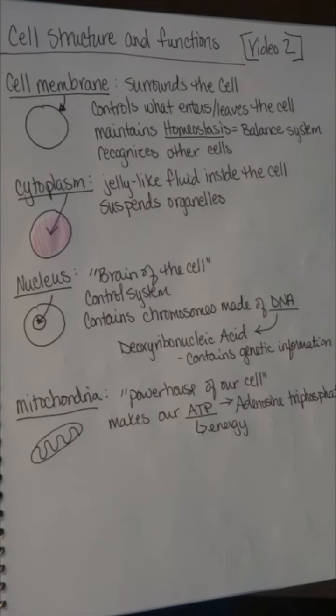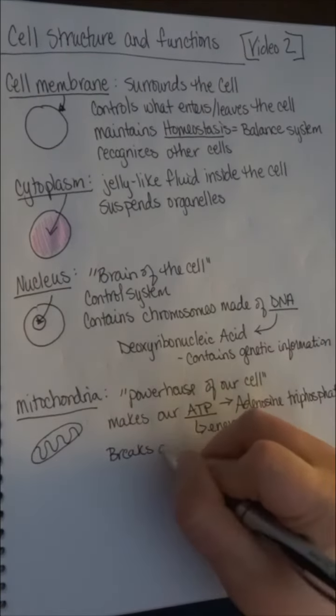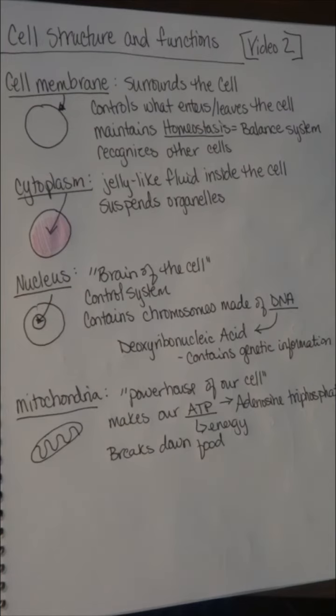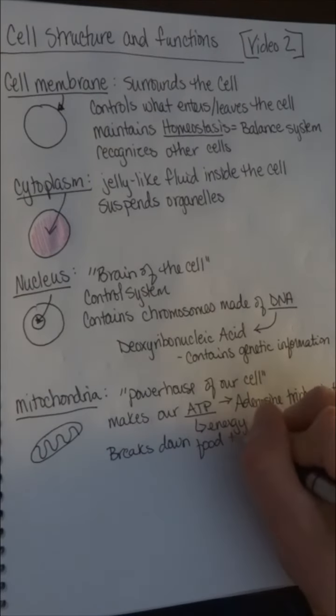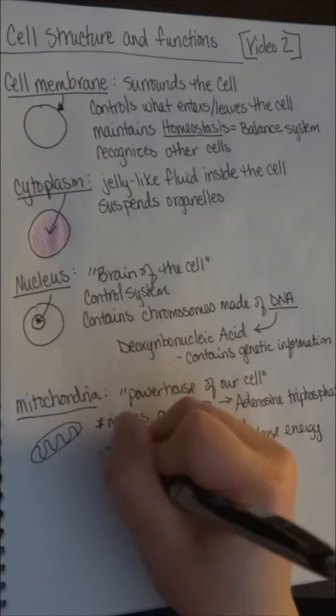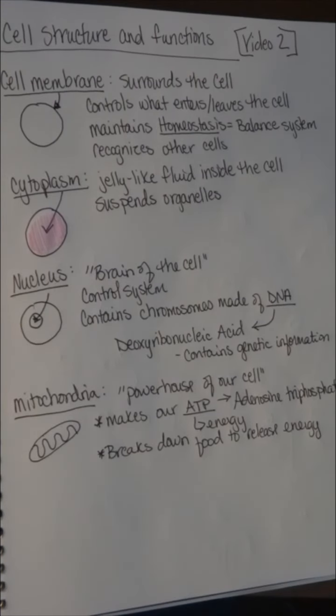And so how does it get our energy? Well, it gets our energy from the food we eat. So it breaks down food to release this energy. And so these are the functions of the mitochondria. It is the powerhouse of our cell. So if you can remember that our mitochondria, this little gadget here, is our powerhouse, that it makes all of our energy, then you will be good to go.